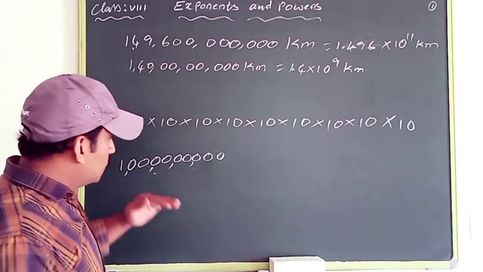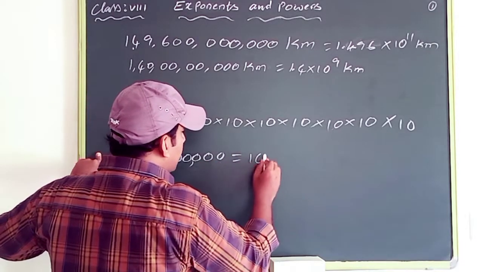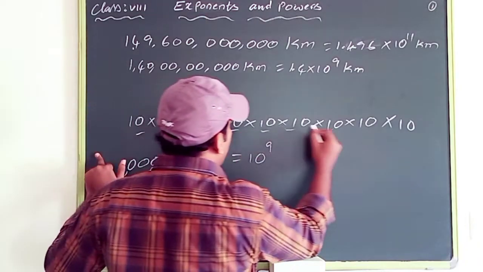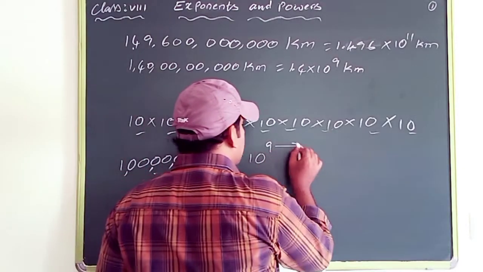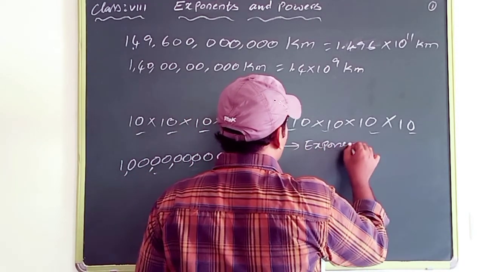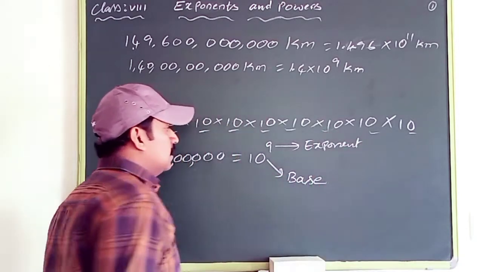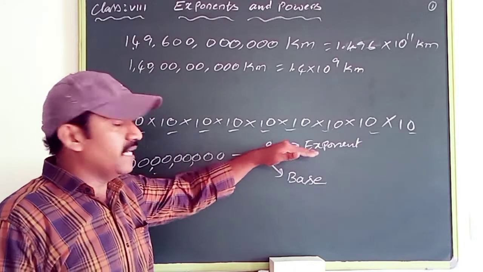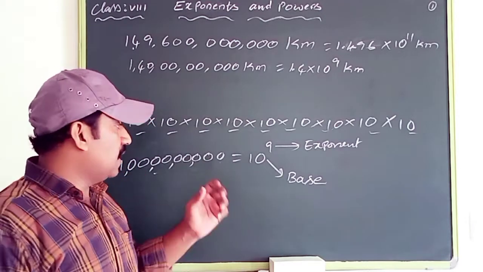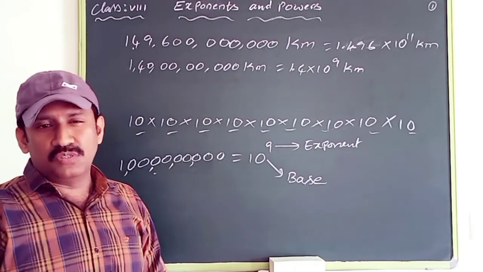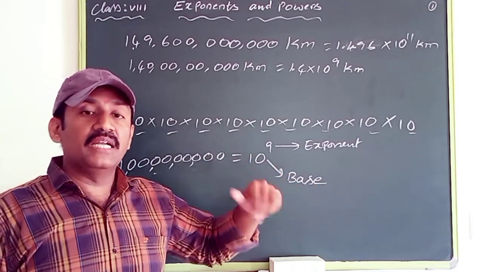Instead of writing this number, we can write 10 to the power of 9, because we have 10 here 9 times. This 9 is called the exponent, and this 10 is called the base. We read it as 10 to the power of 9, or 10 raised to the power of 9. Understood, children? 10 to the power of 9 means 10, 9 times.